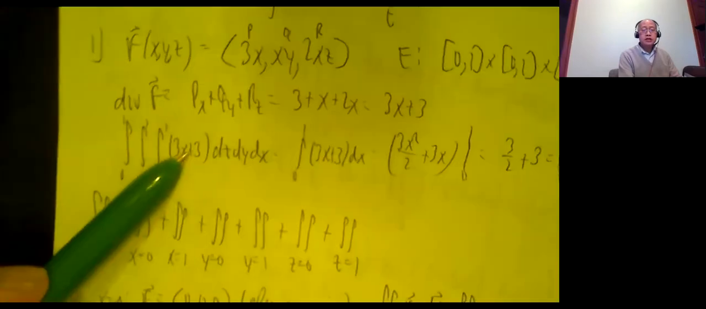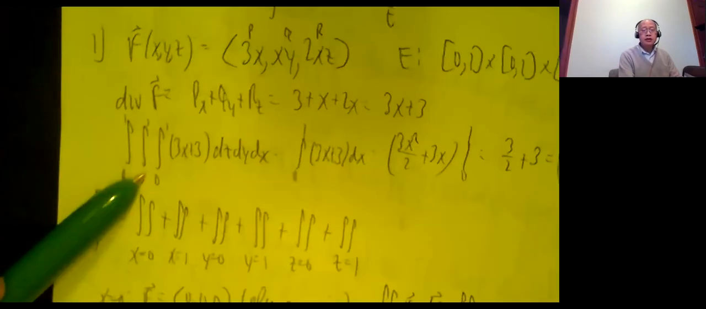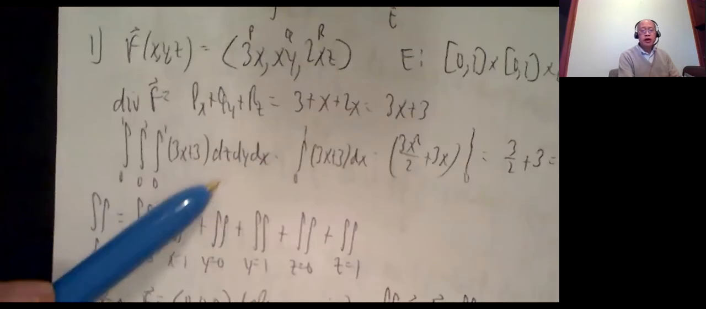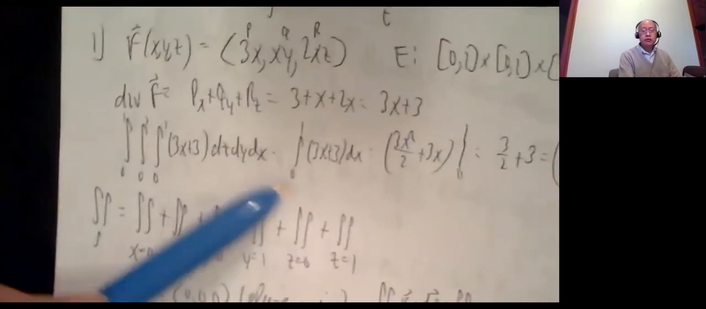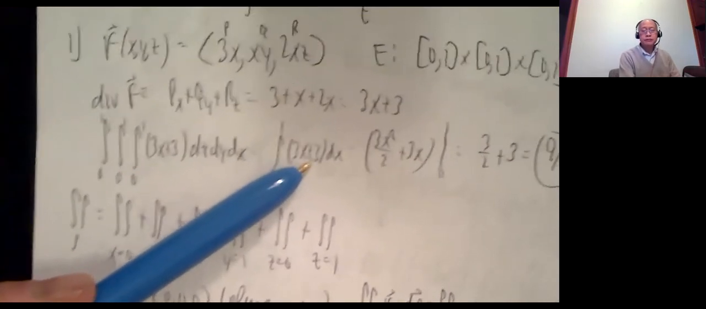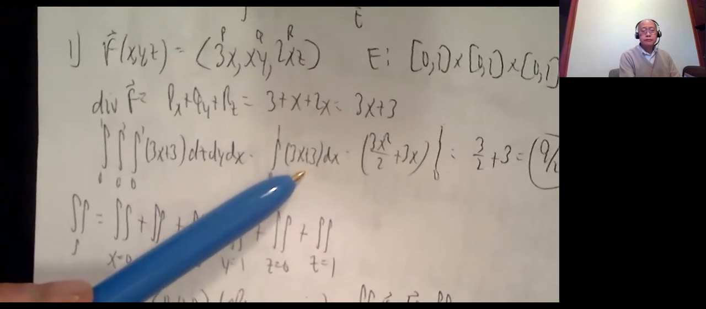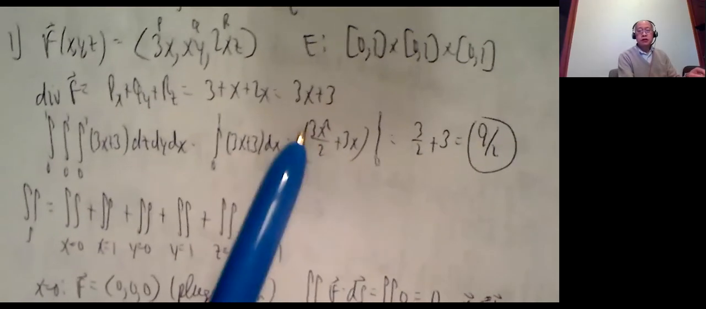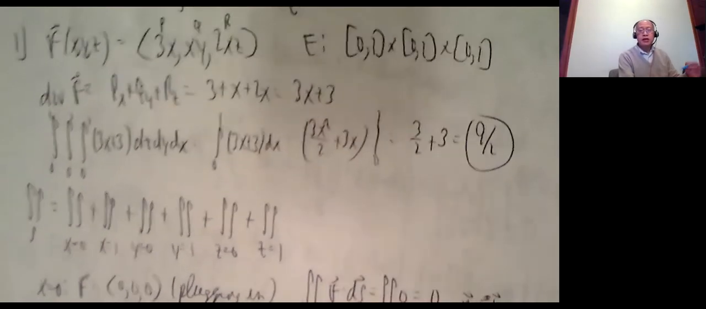These are all constants, it does not depend on z. Take out the length of the interval, 1. It does not depend on y. Take out the length of the interval, 1. So I'm just integrating from 0 to 1 of 3x plus 3 dx. Very nice. 3x squared over 2 plus 3x from 0 to 1. Plug in 0, you get 0. Plug in 1, you have 3 halves plus 3, 9 over 2.